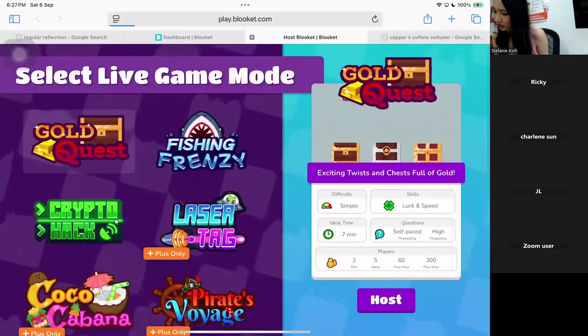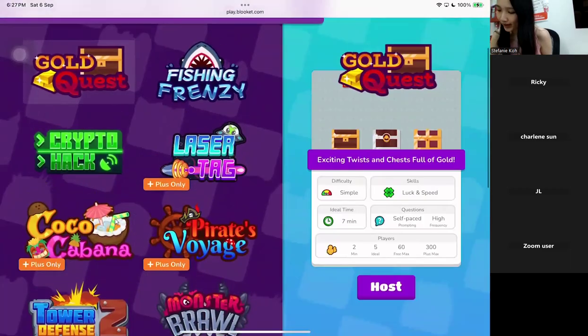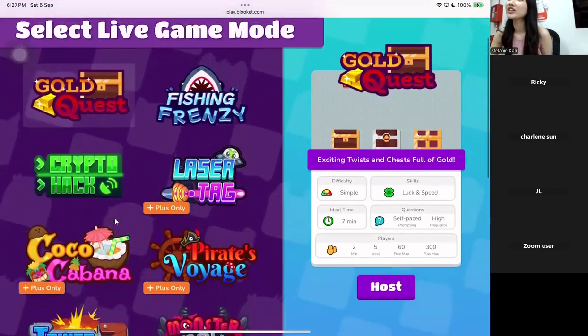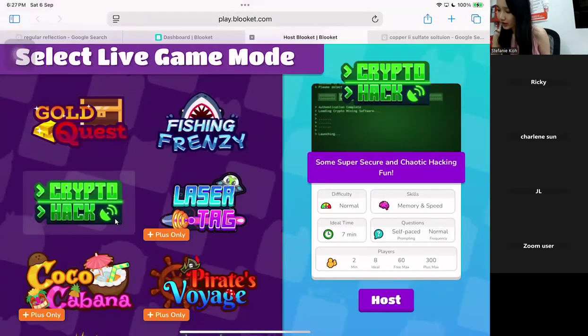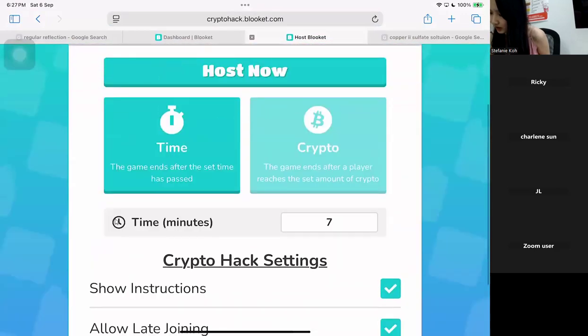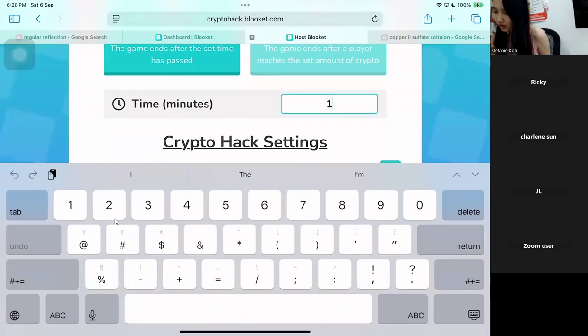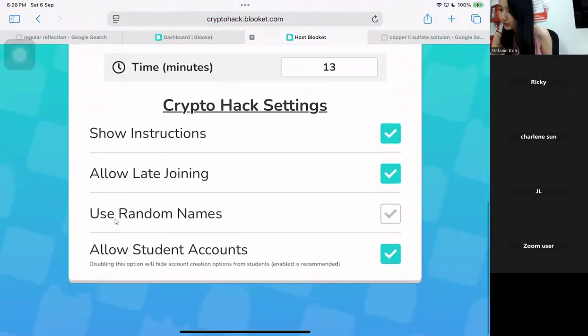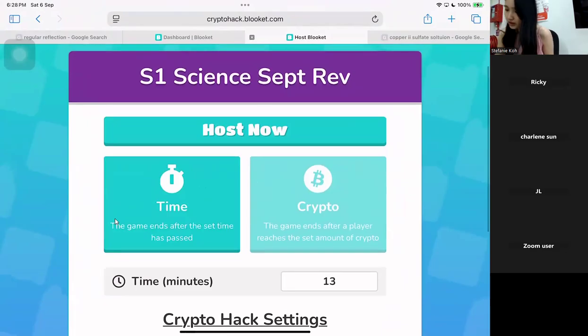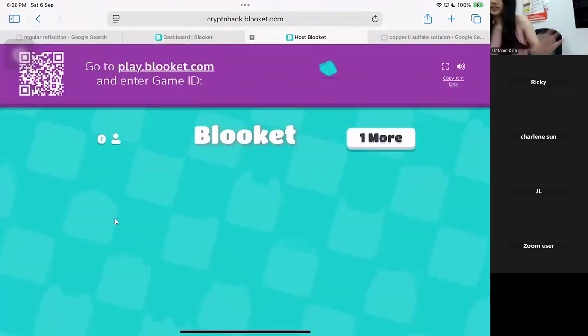Let me just turn this on first. Which one should we do? Should we do Crypto Hack? Those who have played this before. I want to change the time. Can I change the timing? Okay, nice, I can. We do about, I have 20 questions. 13 minutes should be able to finish. Then you just scan the QR code or you enter the link.